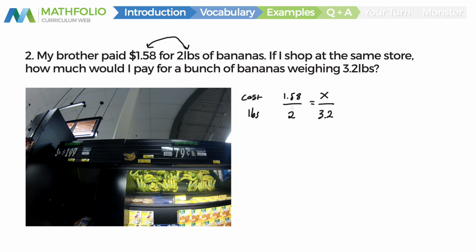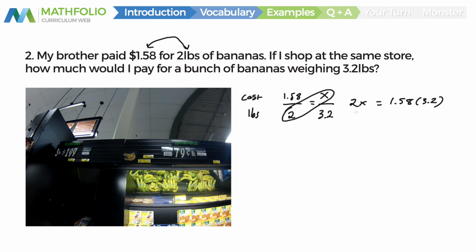So again, this is my proportion. Got the fraction here, fraction over there. It's 2 equal ratios, or in this case, technically rates, because they're not the same units. Cost is dollars, weight is pounds. But from this point, we could cross multiply. So 2 times x gives you 2x. And then we've got 1.58 times by 3.2, whatever the answer is.